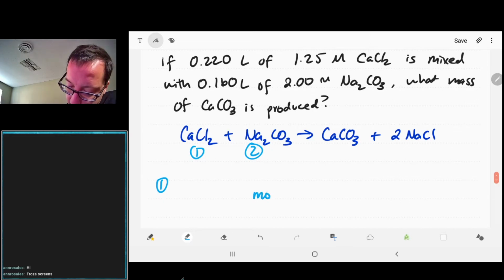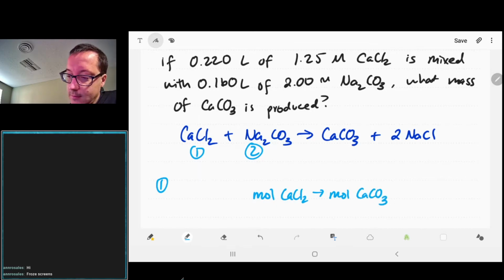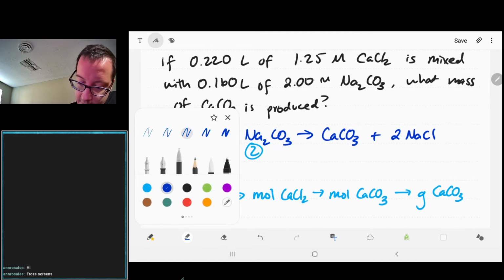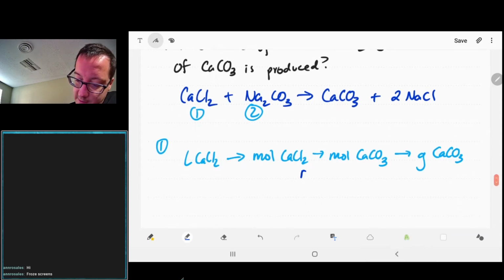We know we're going from moles of calcium chloride to moles of calcium carbonate. The question is asking us for mass, so we're going to want grams of calcium carbonate at the end. And we see that in the problem we're given liters and a unit conversion to get us from liters to moles. So let's see what those are going to be. Of course, in the middle are our reaction coefficients.